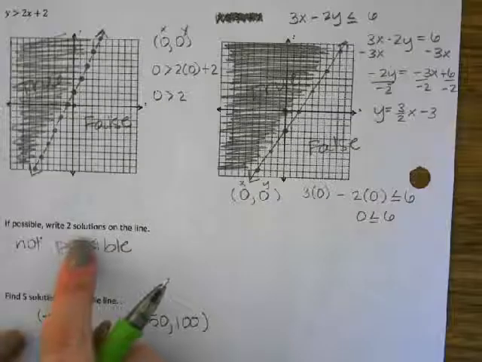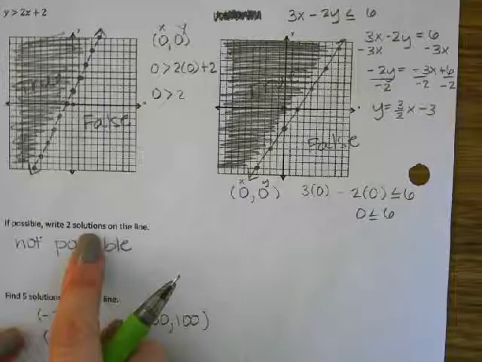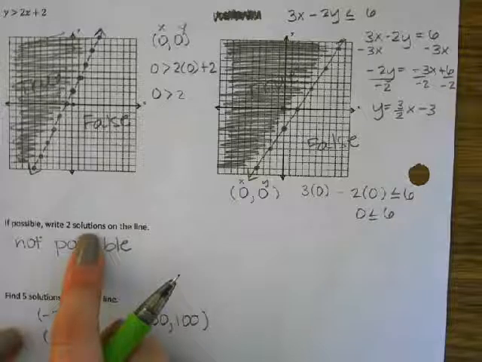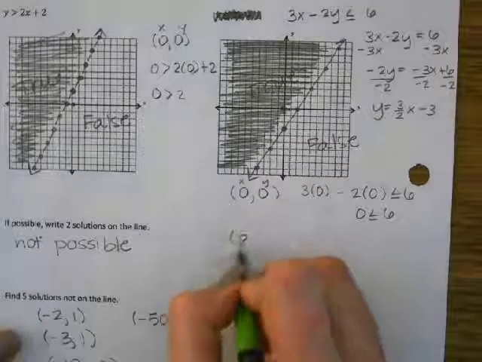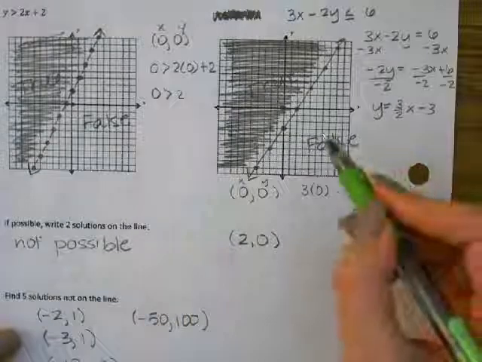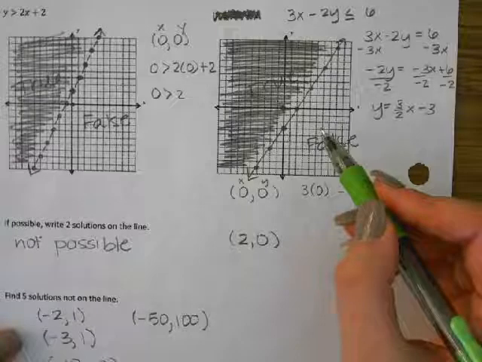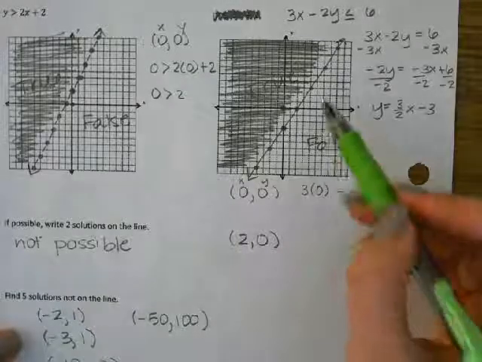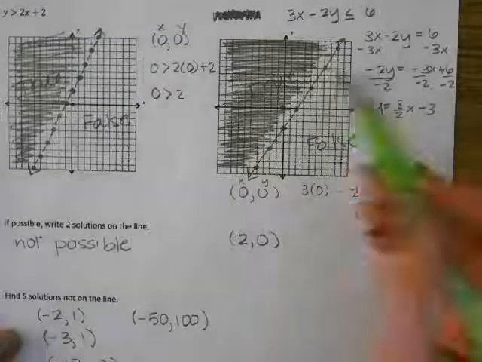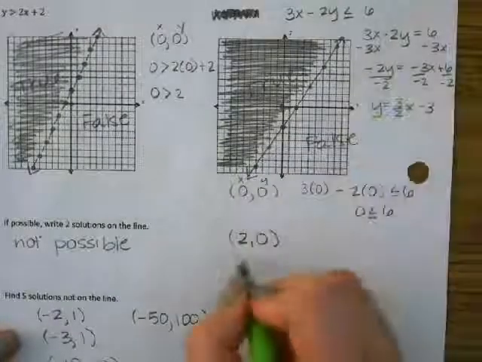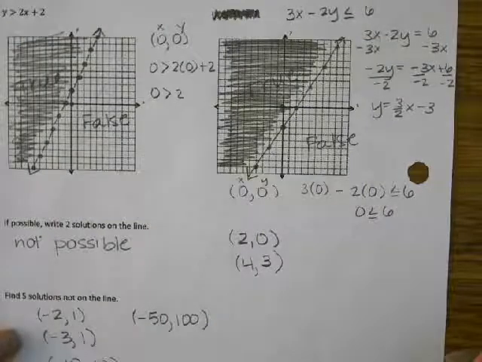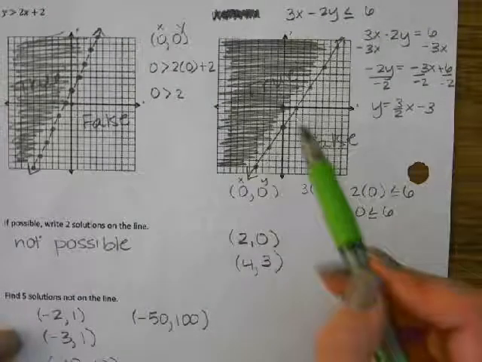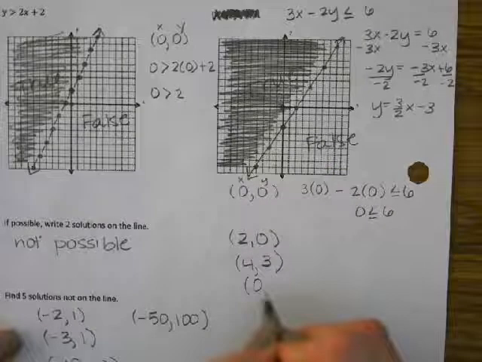Now, we have a solid line this time, so is it possible for us to find two solutions that are actually on the line itself? Yes. So let's just look at some points. We have the point 2, 0. We can write that down as a solution. What's another point you guys can see on the line? We got this point. So over 4, up 3, I see that one. What's another one? Anyone see another point? 0, negative 3, okay.